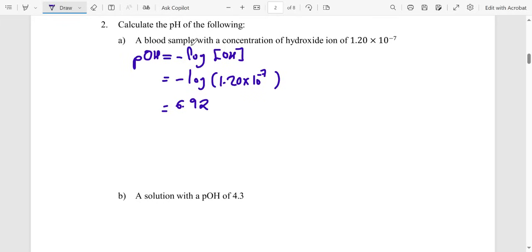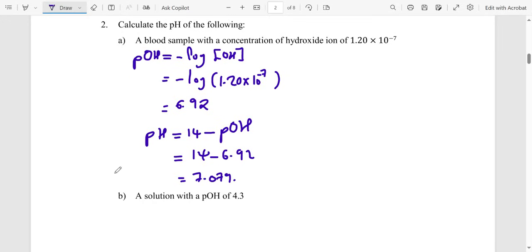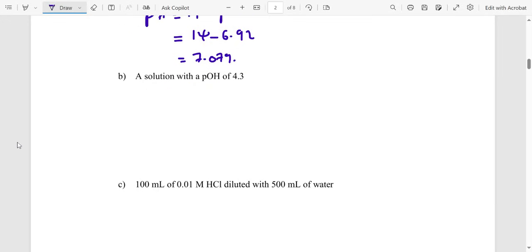So this one has given me 6.92. But the question is asking us to calculate the pH. But you know that pH is actually 14 minus pOH. In other words, when you get a pH and a pOH, you add them, you should get 14. So this will be 14 minus 6.92, so that is 7.079. Okay, so that is it for that one.